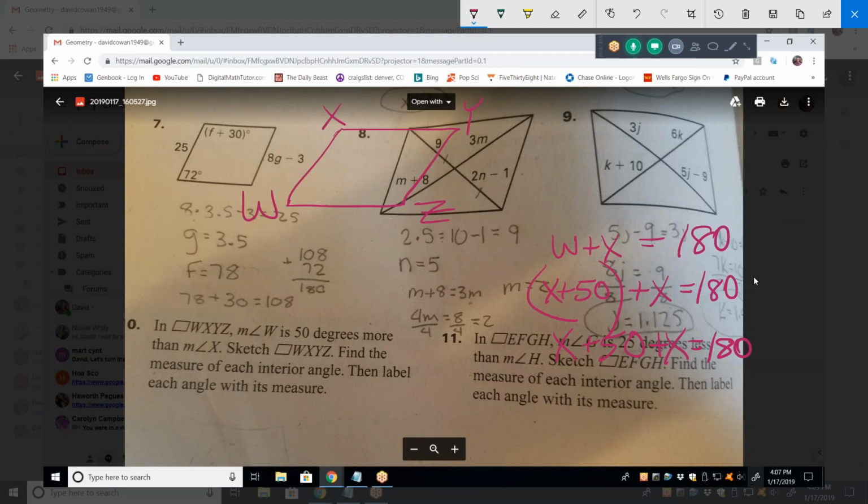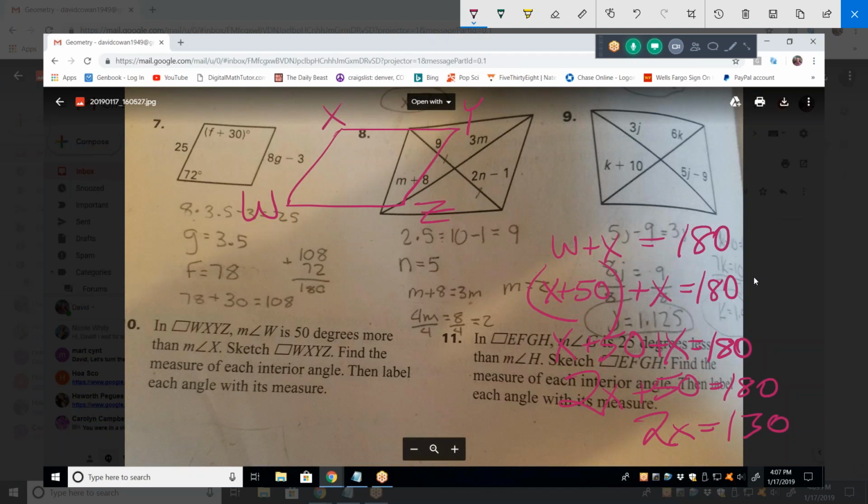And then you have X plus 50 plus another X equals 180. Okay. So you'll add the two X's to equal 2X? Okay, so now I got 2X plus 50 equals 180. And then you have to add... So you have to subtract 50 from both sides. Okay, now I got 2X equals 130.